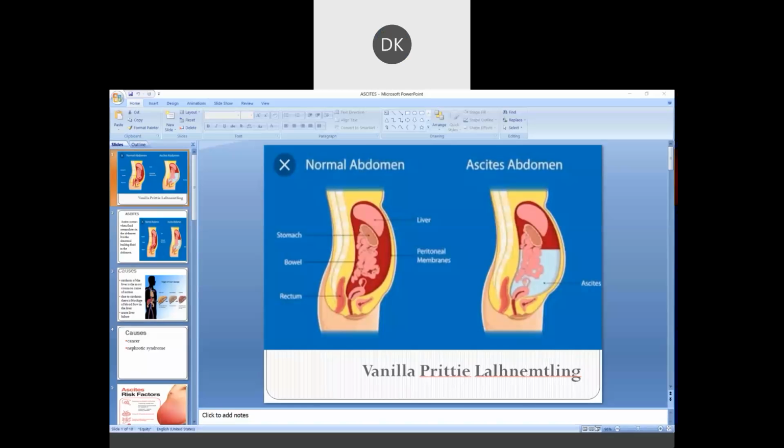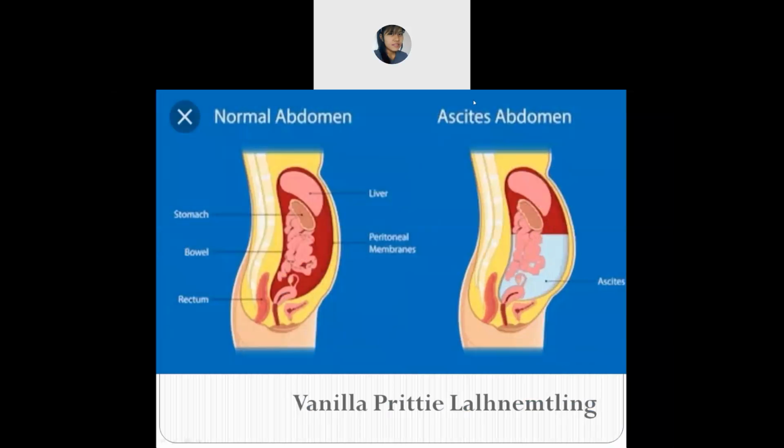Okay, so afternoon students. Today we will be revising the topic of ascites. From the picture itself, you can just know it, right? This part is a normal abdomen, and this part is the ascites. So in ascites, what will happen to the abdomen? It will swell, right? Fluids will be present inside the abdomen, which is known as ascites, which is not normal. We will discuss this.